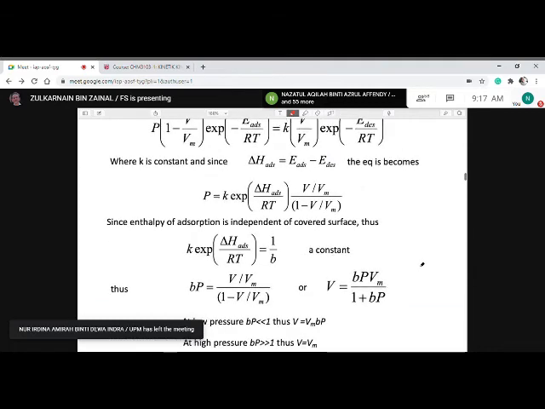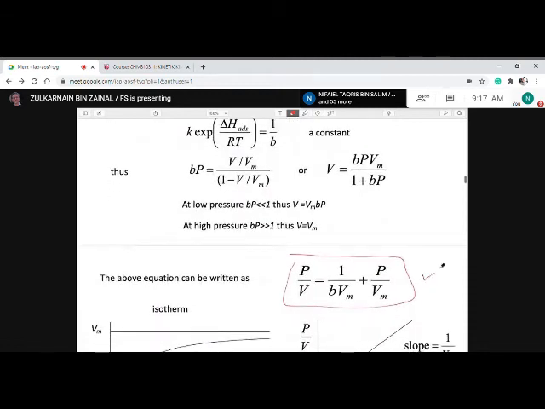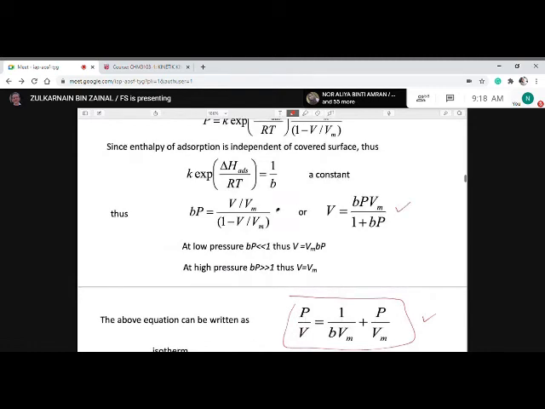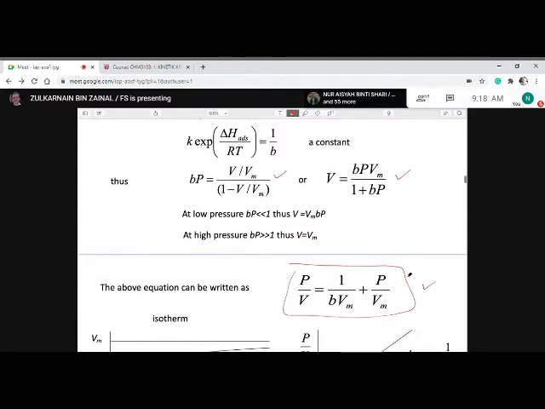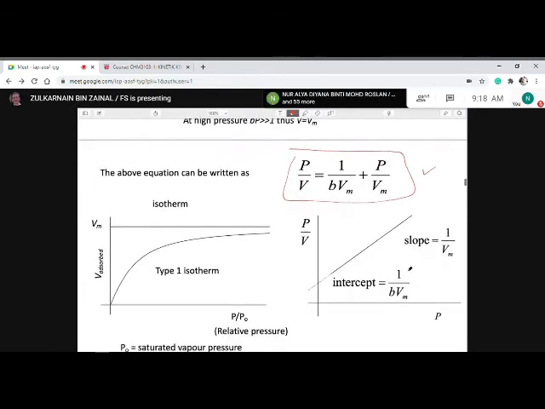So it is also important to see how this last equation, the Langmuir equation, is also a Langmuir equation. Only that this is not in a linear form, but this is in linear form, where you can plot PV versus P.